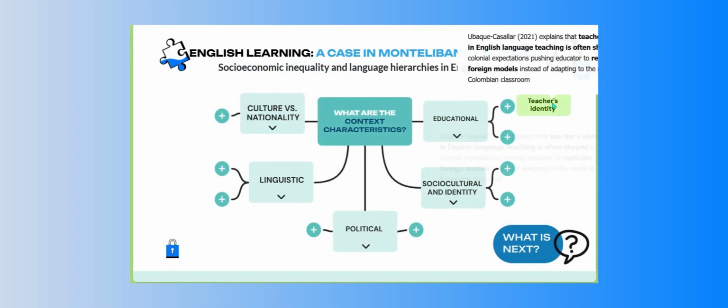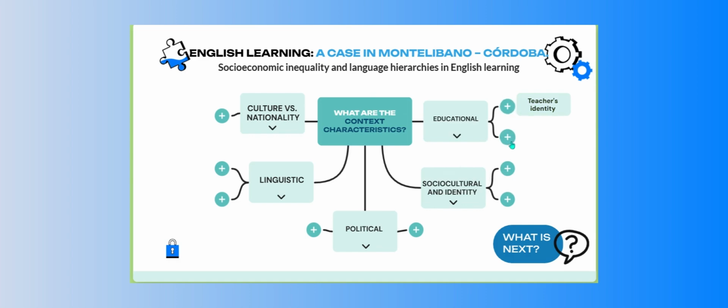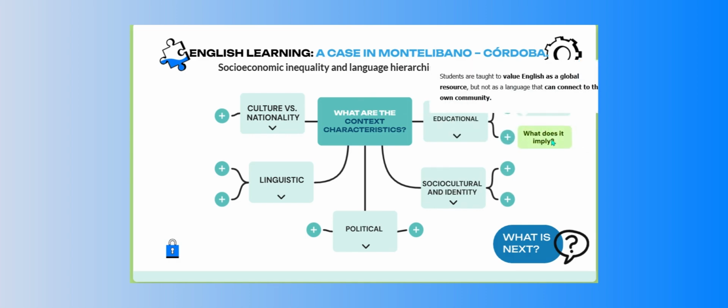In his study, Kasayar in 2021 explained that teachers' identity in English language teaching is often shaped by colonial expectations, pushing educators to replicate foreign models instead of adapting to the needs of the Colombian classroom. In Montelíbano, this means that students are taught to value English as a global resource but not as a language that can connect to their own community.